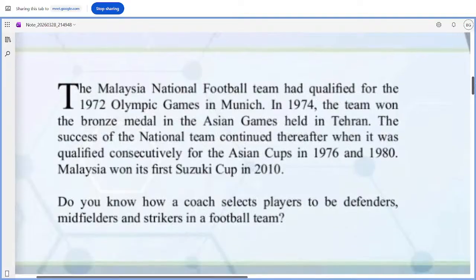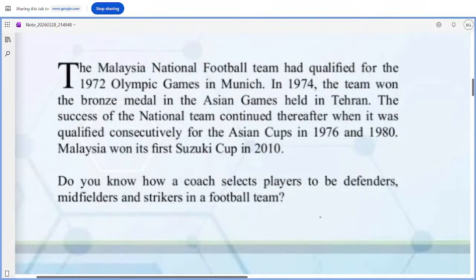All right. So guys, probability in daily life. I think you guys know, right? What is the application of probability in daily life? There are a lot of applications that you can see in daily life for probability. One example they actually put in your textbook is, how does the coach select the players to be defenders, midfielder, and striker?